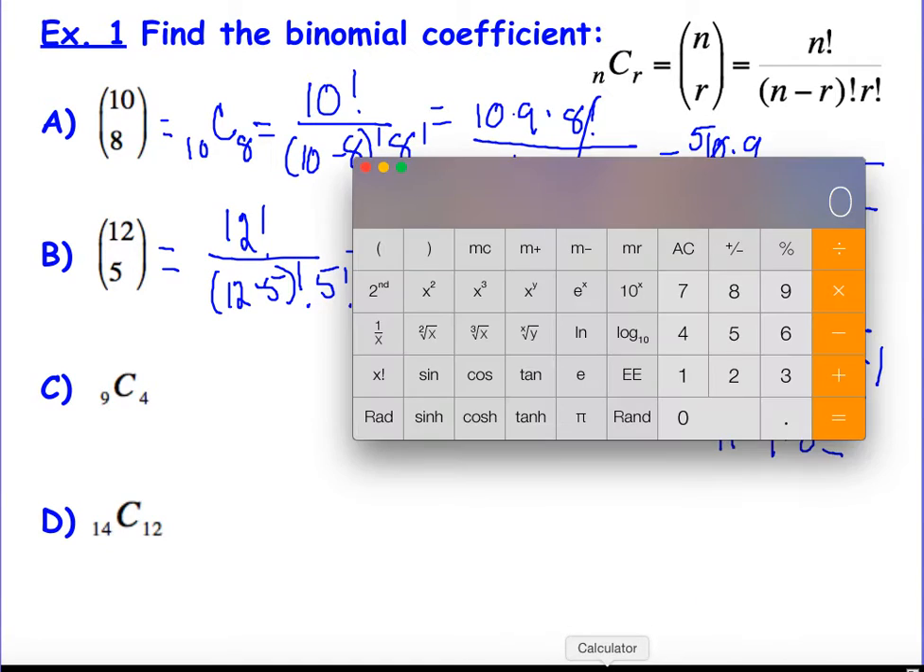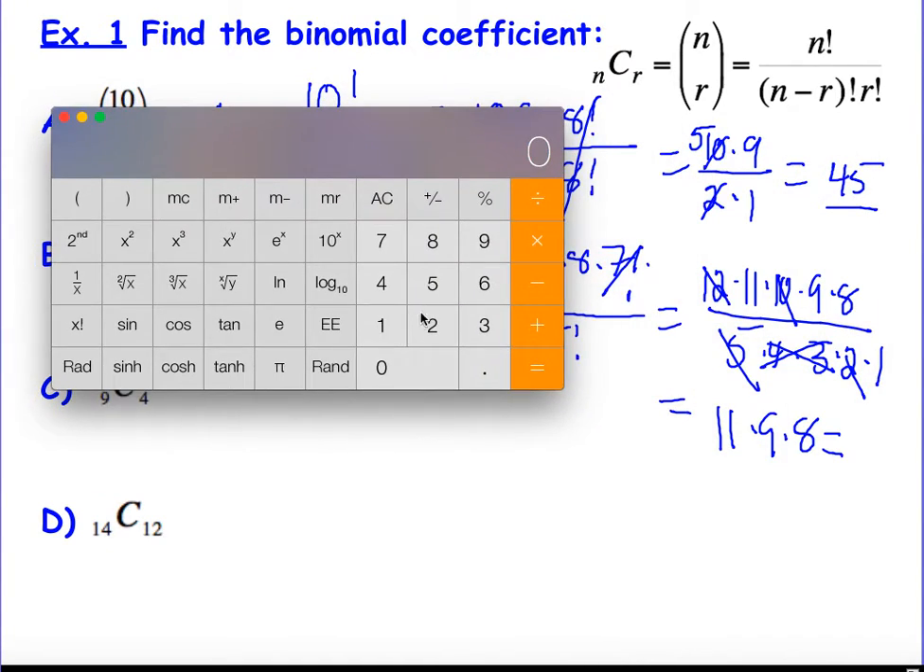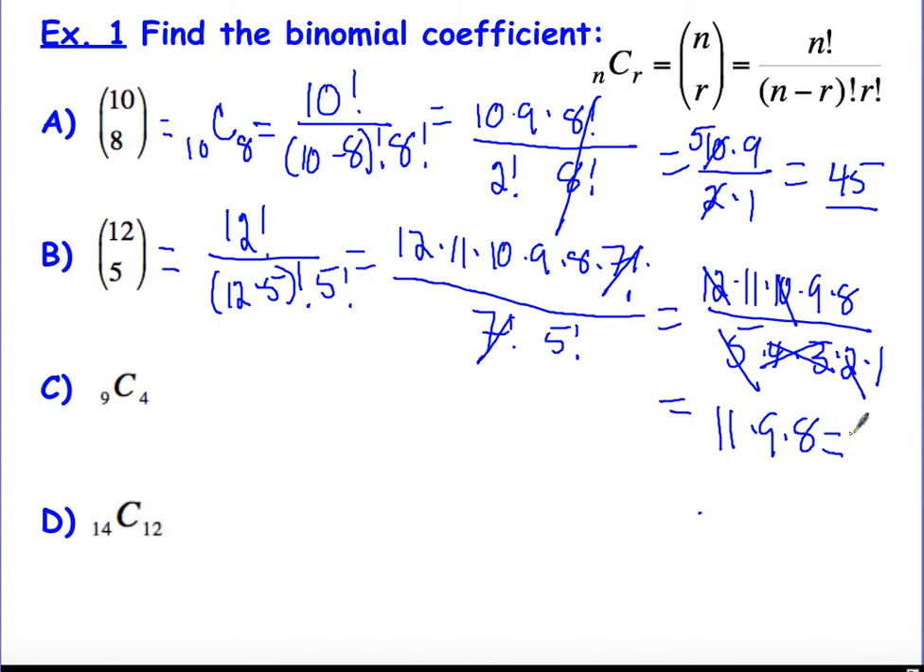And I'm going to use a different calculator here, instead of waiting for the other one to warm up. So 11 times 9 is 99 times 8, and I end up getting 792. And if you were to take your calculator, you'd get the same answer. And again, I'm going to show you how to do it in your calculator in just a second.